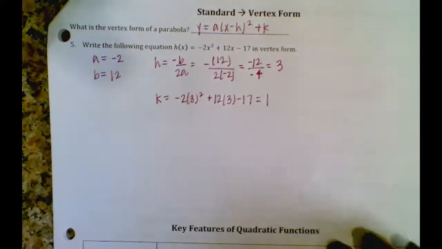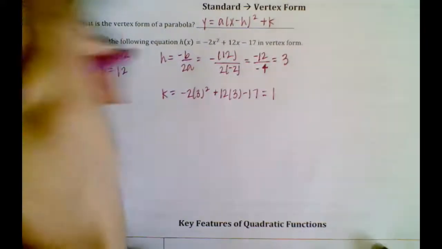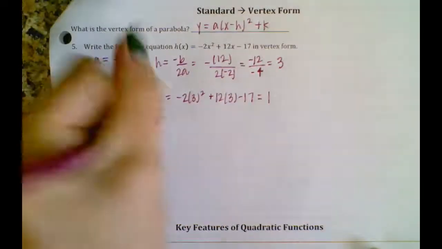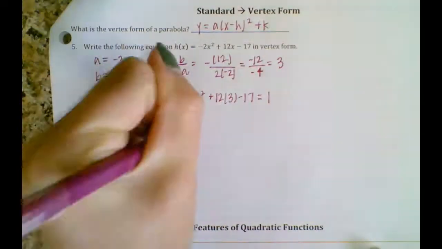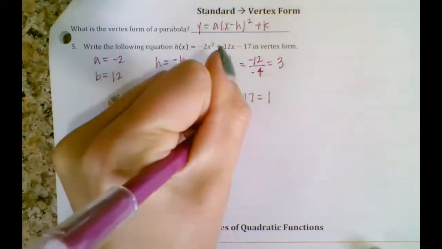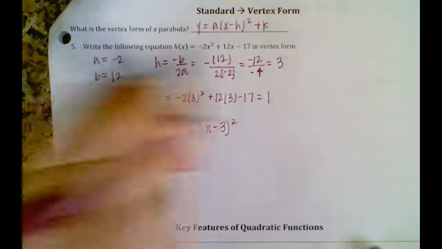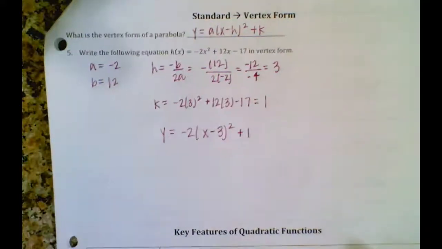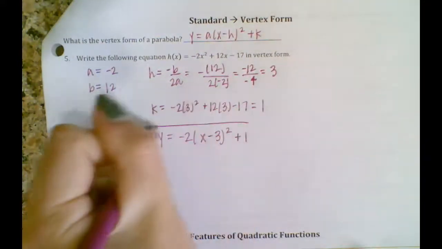Okay. All right, so now I have a, h, and k, I can just plug them into that equation. So y equals, my a value is -2, h is +3, so you write that as x minus 3, and then k is +1. All right, and that's it.